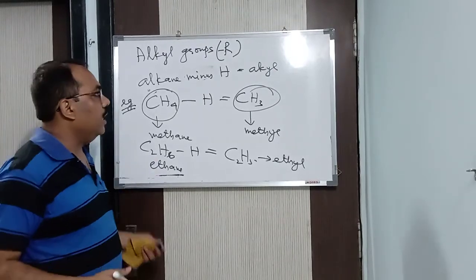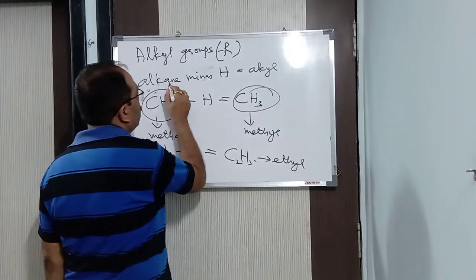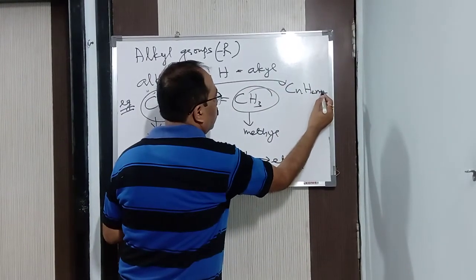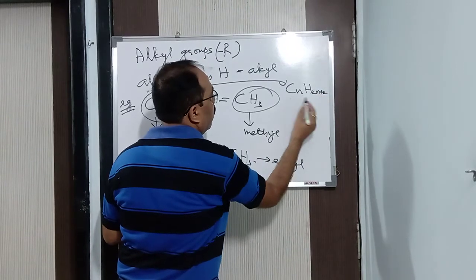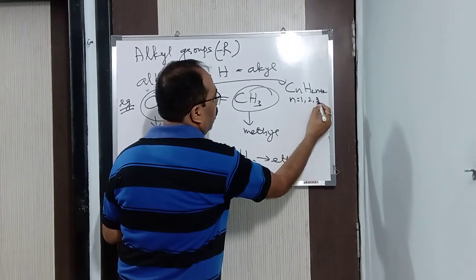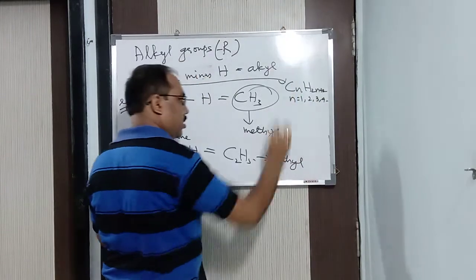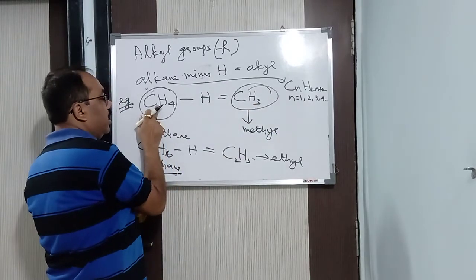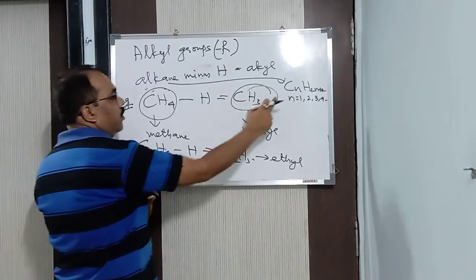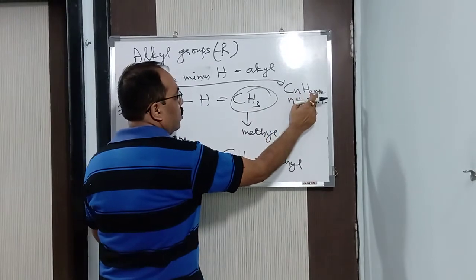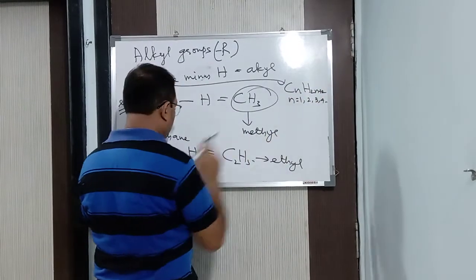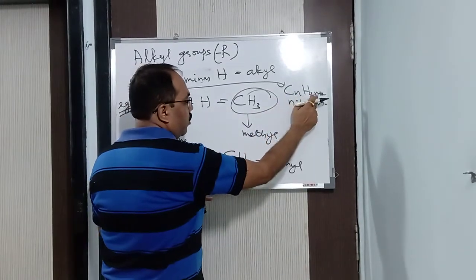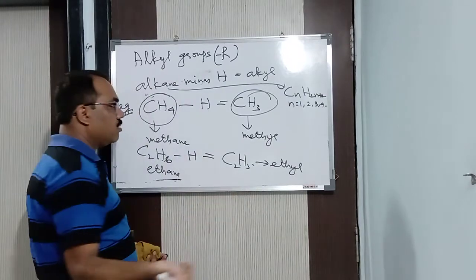So from alkane, what is the general formula of alkane? The general formula is CnH2n plus 2, where n is equal to 1, 2, 3, 4, and so on. Do you want to check it? Put n as 1. C is 1, so C1, H 2 into 1, 2 into 1 plus 2, that is CH4. Now n is 2. C2, 2 into 2 is 4, 4 plus 2 is 6. So you got C2H6.